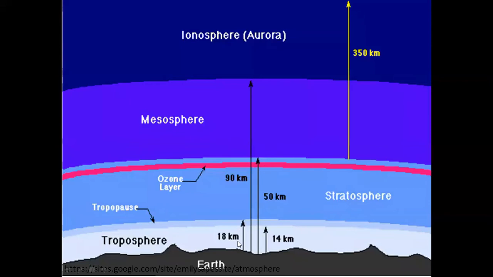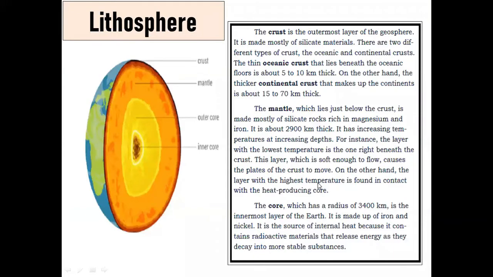Here is another example of that. We have the troposphere, the stratosphere, mesosphere, and ionosphere. Next is lithosphere or the geosphere. It's composed of the crust, the outer layer, mantle, and the core.